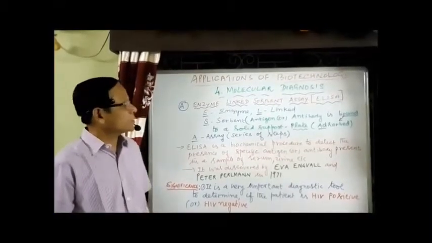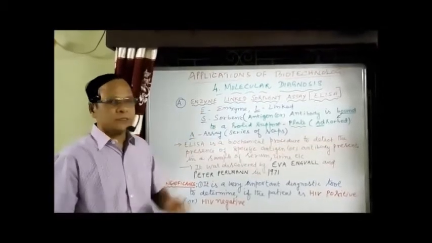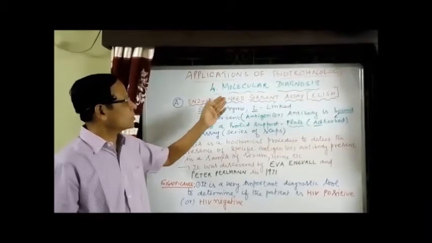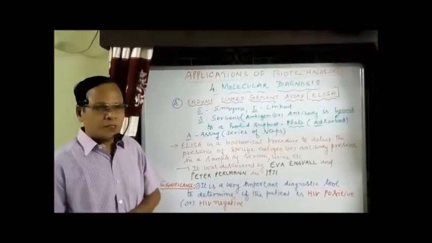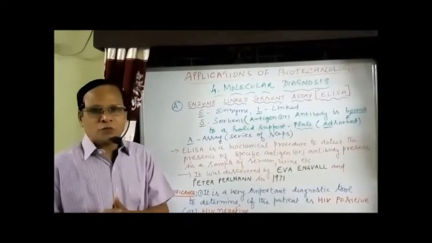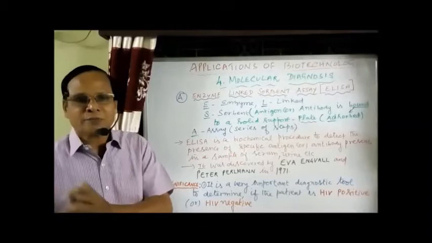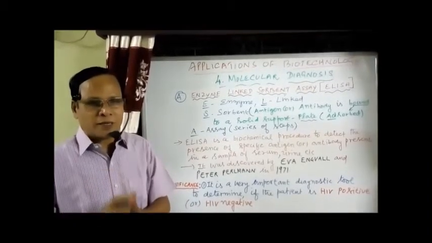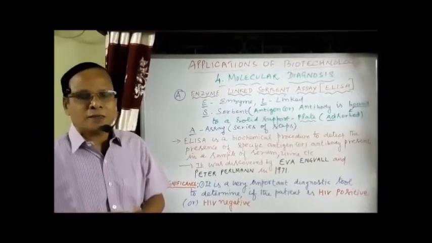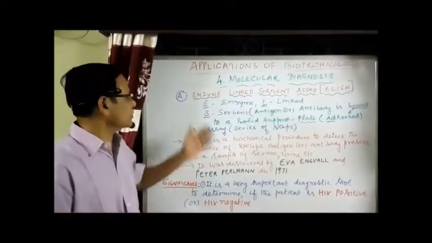Under molecular diagnosis, we have to study first one, that is what is called ELISA. The expansion for that one is enzyme linked sorbent assay. Enzyme linked means here the antibody is linked with an enzyme which will react with a substrate to produce a colored reaction. That's why it's called enzyme linked. Antibody linked with an enzyme that creates a color reaction, that creates what is called a color product. That is why it's called enzyme linked.